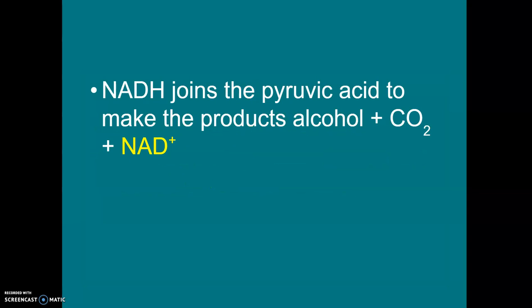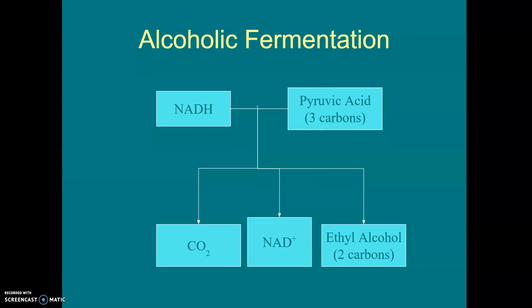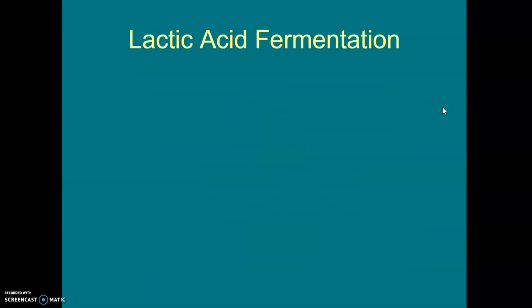Okay, so flowing through this glycolysis, we made pyruvic acid, NADH. Those are going to make the products of alcohol, CO2, and NAD+, once again. Okay. This is just showing you a quick breakdown of alcoholic fermentation. Got our NADH, hook up with pyruvic acid, all of our products here.